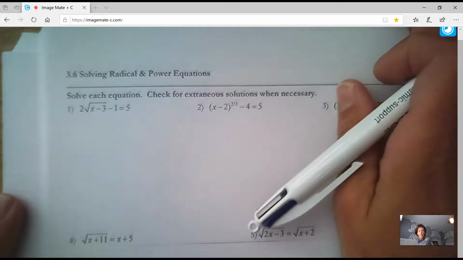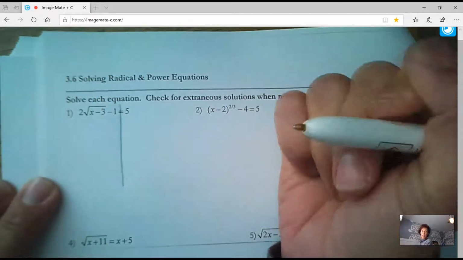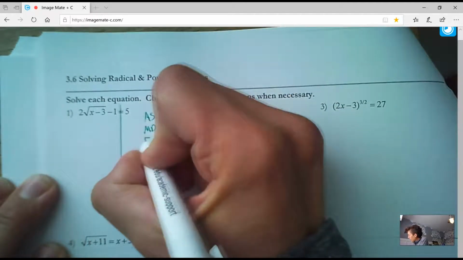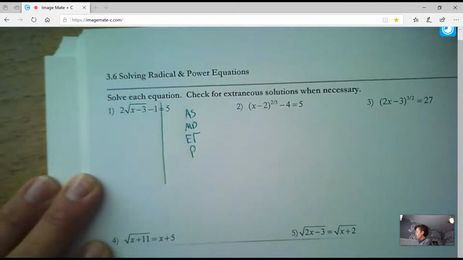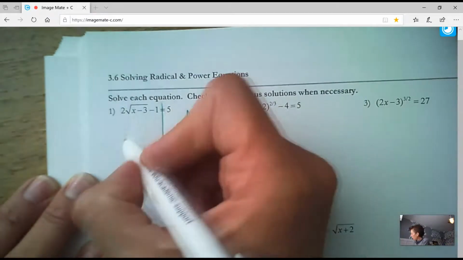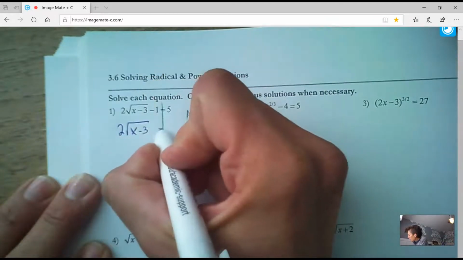So just starting with the first problem, what I'm going to do is just draw my wall. And I'm just going to start getting x alone. And again, this is just very simply doing the order of operations backwards. So I'll talk through the steps as I start to do them. So the first thing is the addition subtraction. I'm going to add the 1 over. And that's going to give me a 6.